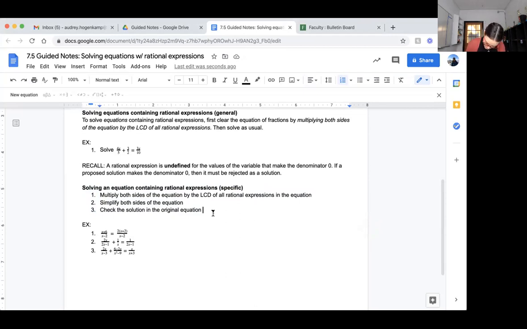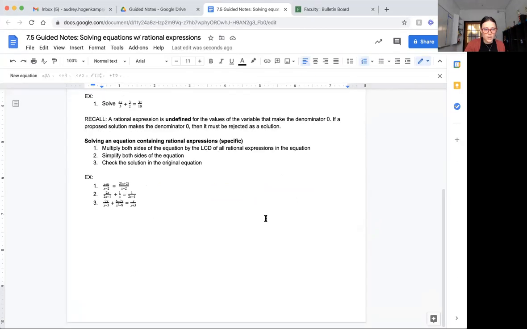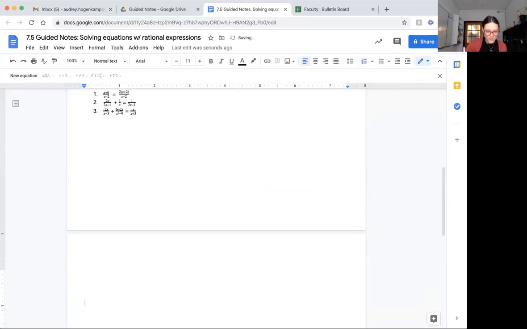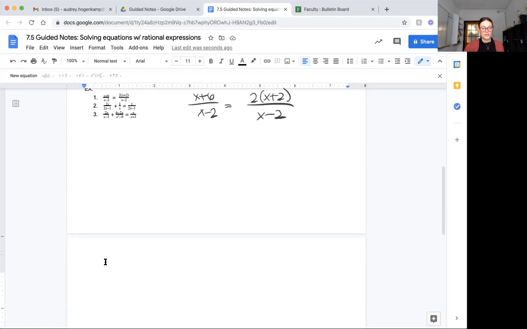So we have x plus 6 over x minus 2 equals 2 times x plus 2 over x minus 2. I'm going to scroll, give myself some more space to write. Step 1 is to multiply by the LCD of the rational expressions.